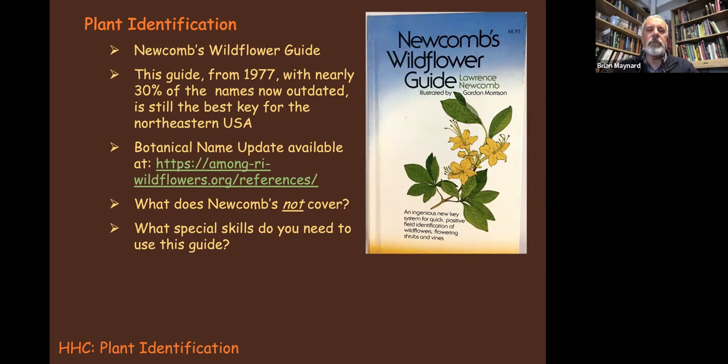Not that that's a method that you would use in the field, but as a result, many of the family and genera names have changed over that time. So about 30% of the names in Newcomb's are now outdated, but it is still the best key for the Northeastern US, as we'll see, because of how well it's laid out and how easy it is to use. Because of the names that have changed, and luckily it's mostly herbaceous plant names that have changed, the tree guides and the fern guides are still pretty accurate.